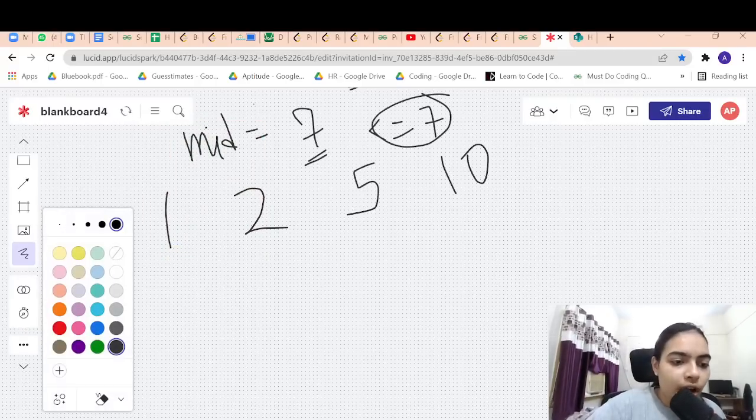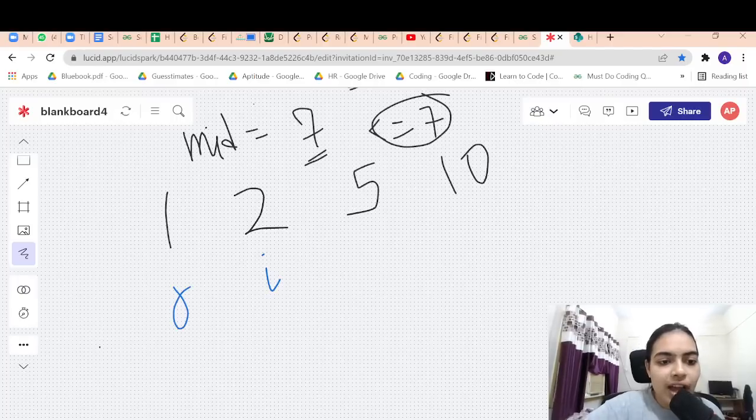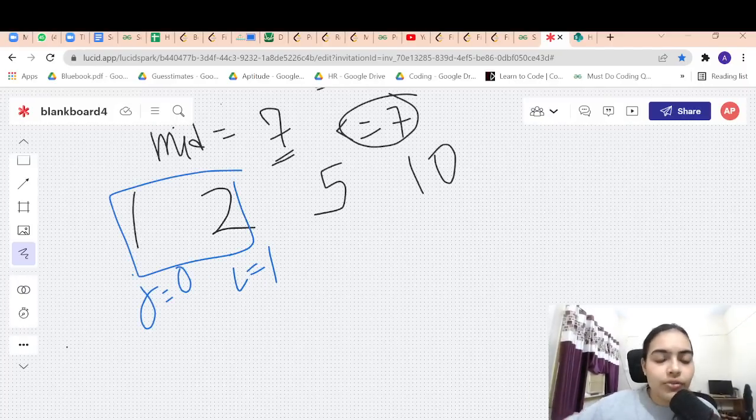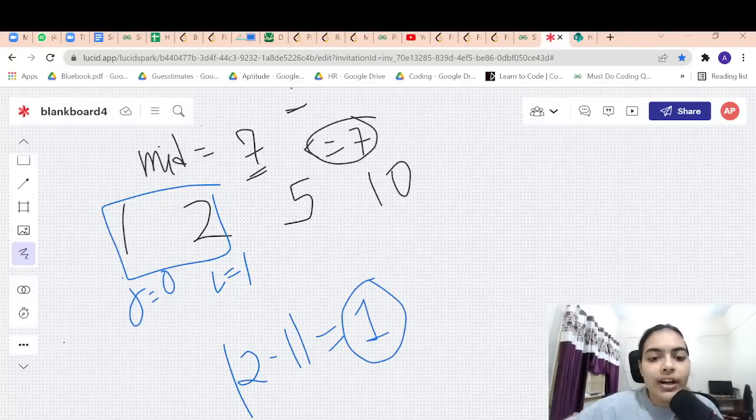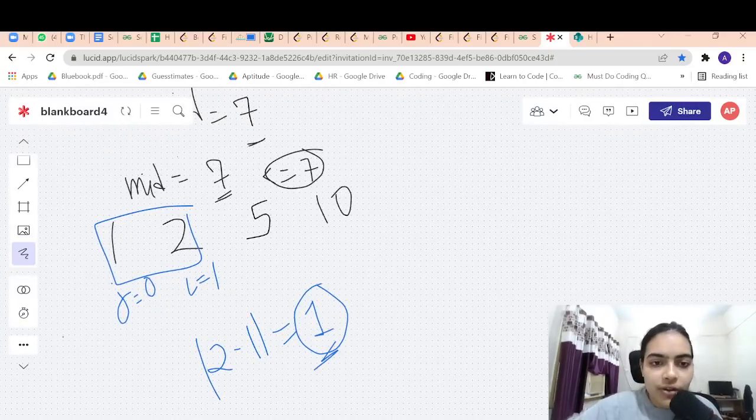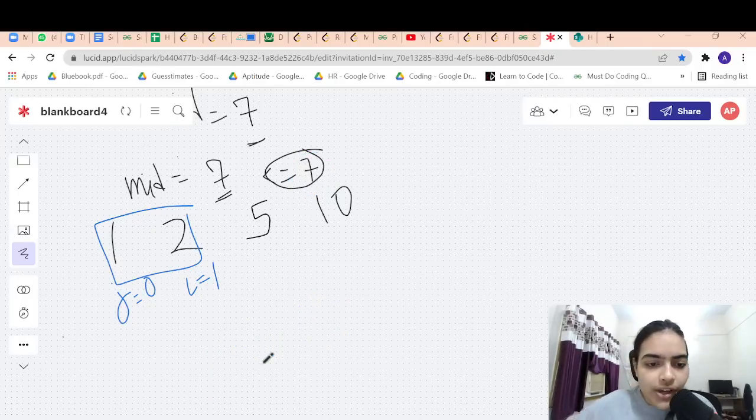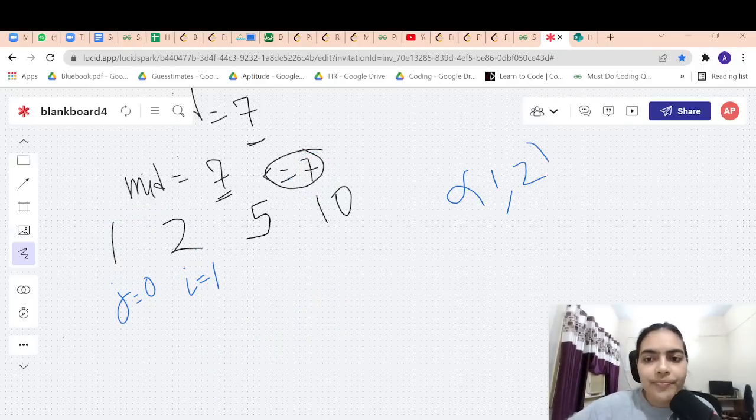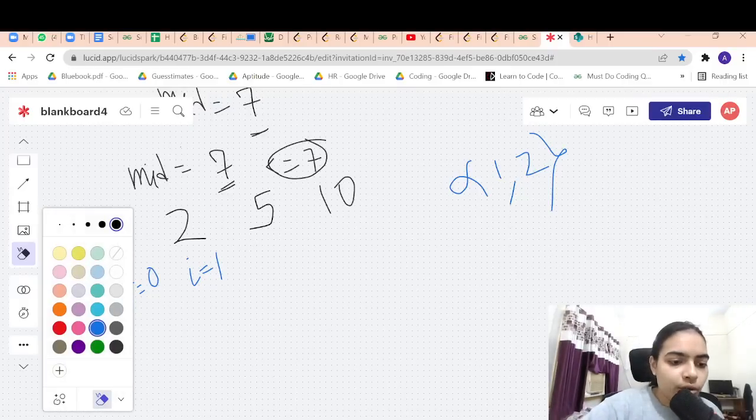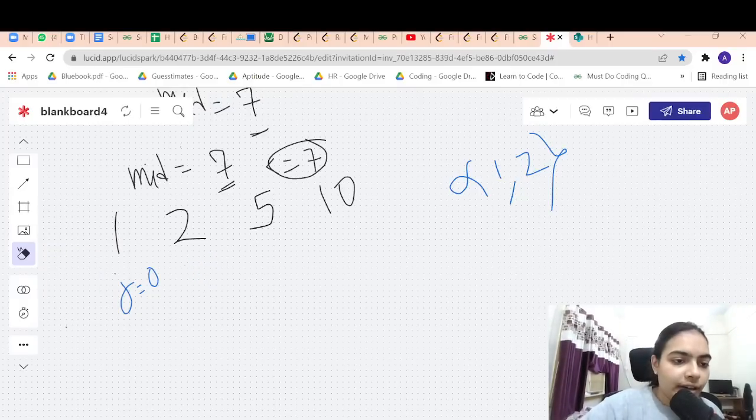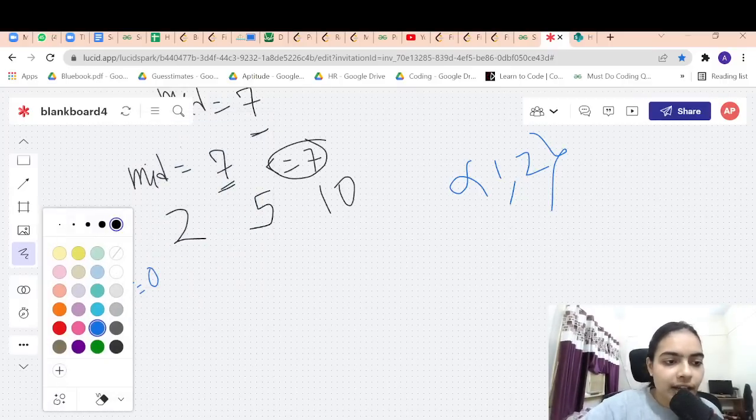How are we doing this? We are using the sliding window approach. We have i, we have j. i is initially 1, j is equal to 0. So we will first check these values. 2 minus 1 is equal to 1, right? So I found one pair because 1 is less than equal to 7. So what I will do is increment my i pointer and move my sliding window.